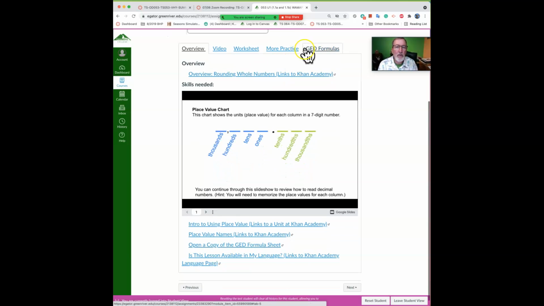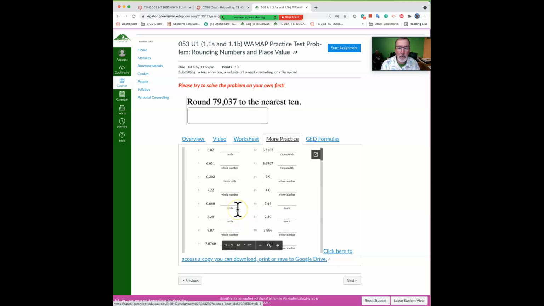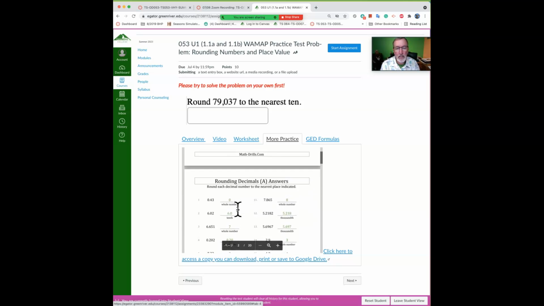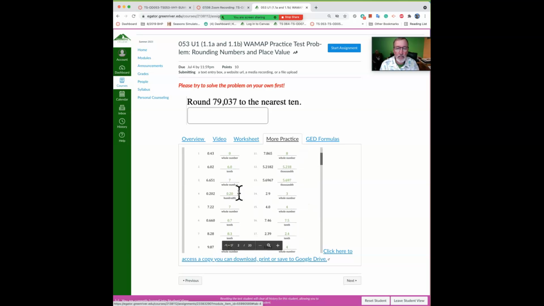And then there are some worksheets here, and these worksheets always come with the answer sheet on the second page, so you can practice. And these can either be printed out, or you can just look at them on screen and try to solve them on your own and then check your answers with these.